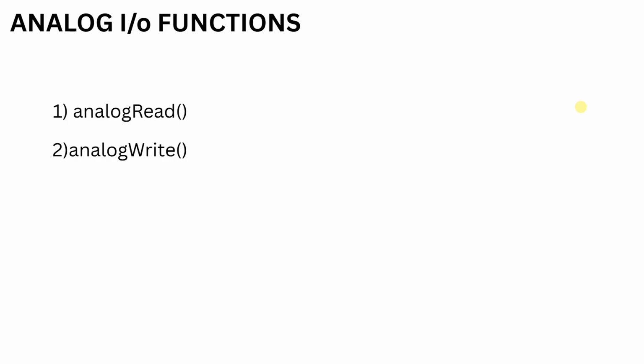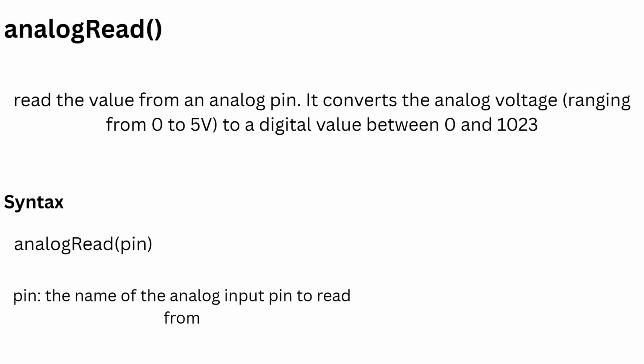Today we are going deep into two super important functions in Arduino programming. That is, first the analogRead function and second the analogWrite function. So let's break them down step by step. Let's start first with the analogRead function.